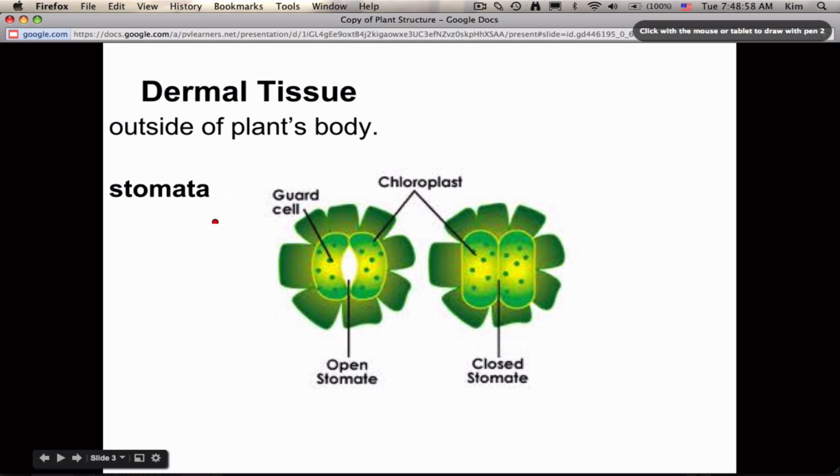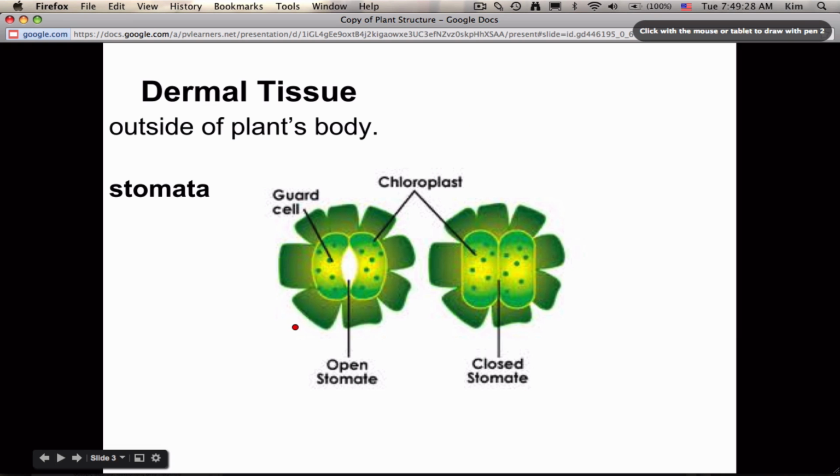So when we look at leaves under the microscope, we'll see these little openings. And this white part represents the opening in this cell. And that's called the stomat, or stomata. Plural is stomata and stomat is singular. And the stomata have these guard cells around them, okay? And these guard cells will open and close depending on what the conditions are.